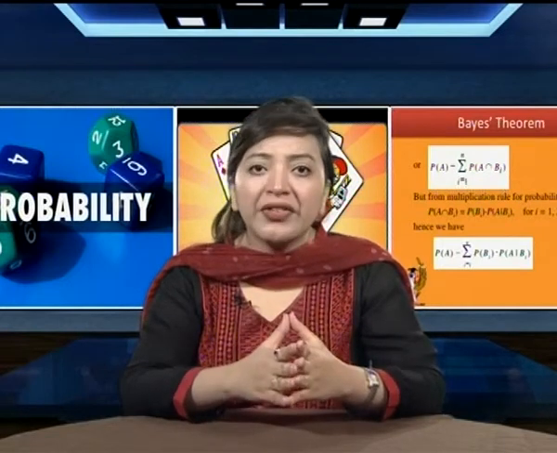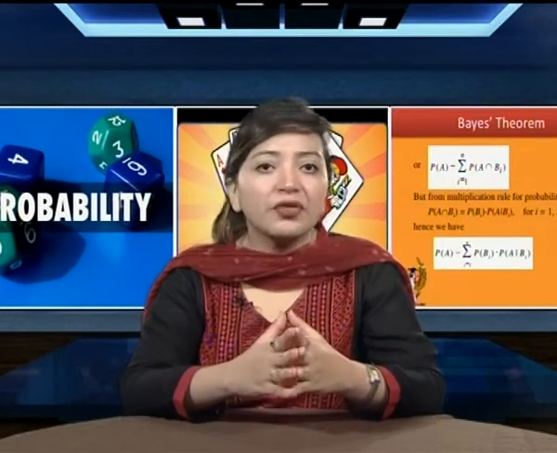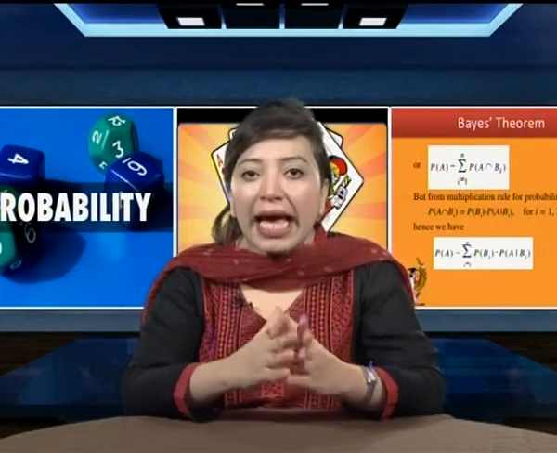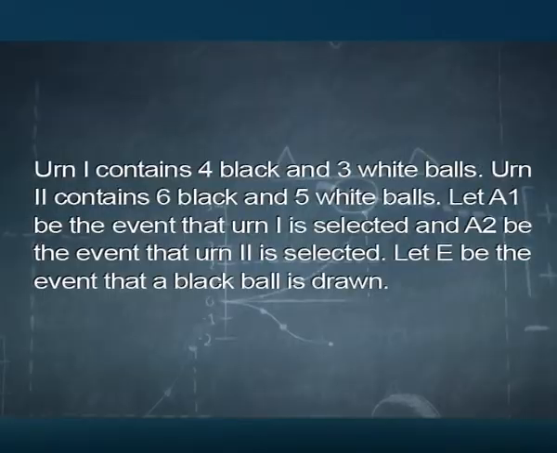In order to motivate Bayes theorem, let us consider the following situation involving two urns that are labeled 1 and 2. Urn 1 contains 4 black and 3 white balls. Urn 2 contains 6 black and 5 white balls. Let A1 be the event that urn 1 is selected and A2 be the event that urn 2 is selected. Let E be the event that a black ball is drawn.